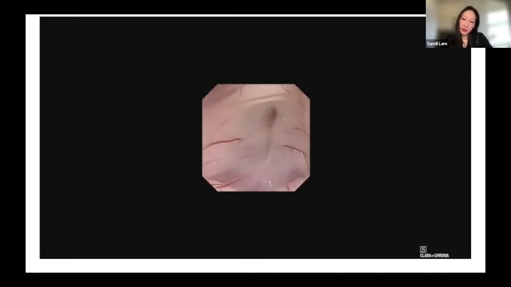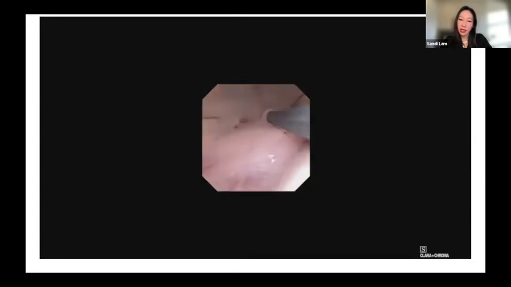So you can see that even with just management of that cyst, the floor of the third ventricle is now very, very pulsatile. And then an endoscopic third ventriculostomy, like you've seen before.